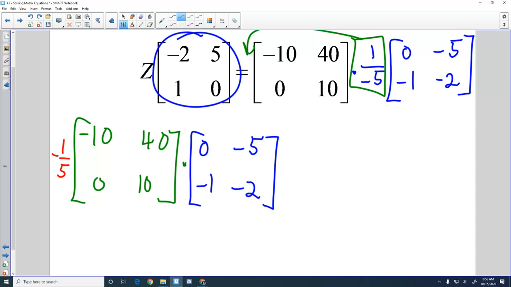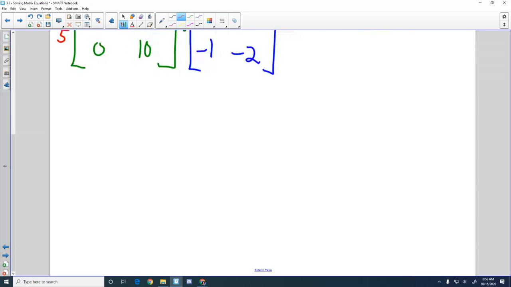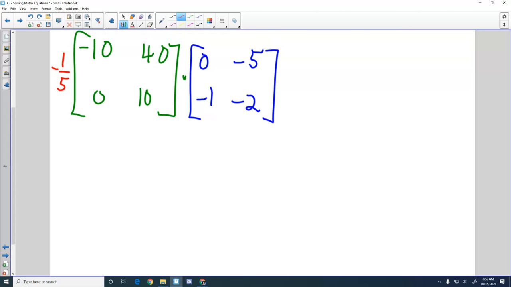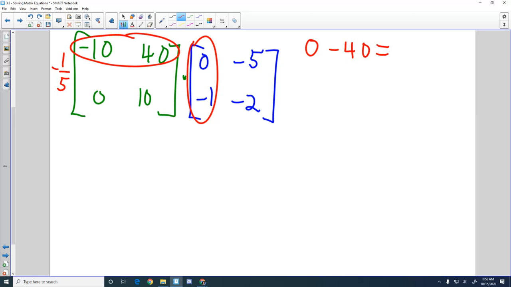This represents matrix Z, right? That's where our goal was, to determine what is Z. We're solving for matrix Z. So I'm multiplying those two 2x2 matrices. That's just the whole rows and columns, rows and columns. So when I take the first row times the first column, 10 times 0 is 0. 40 times negative 1 is negative 40. This gives me negative 40 for my first element.